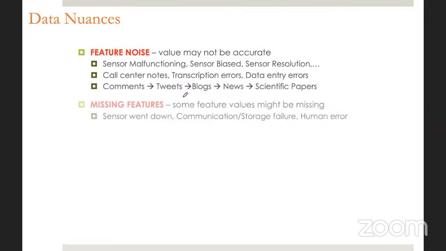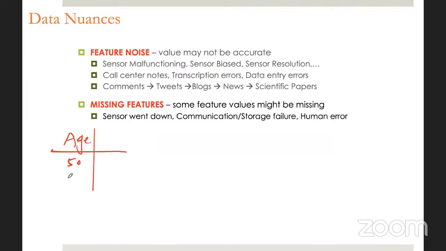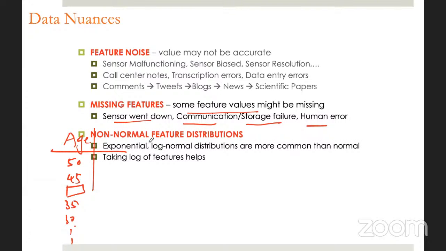Now, missing features. We'll have missing data. When you collect the data, for example, age details of a customer. Here we have 50, 45, and this value is missed. Then we have 35, 30. So like this the data is there, and here the data is missed. We have to analyze and identify the best method to deal with this missing data. Some feature values might be missing because of communication or storage failure, human error, or sensors going down.